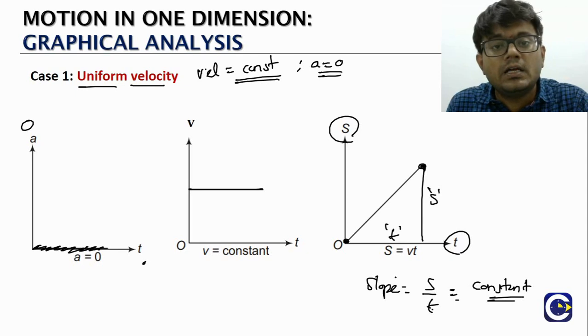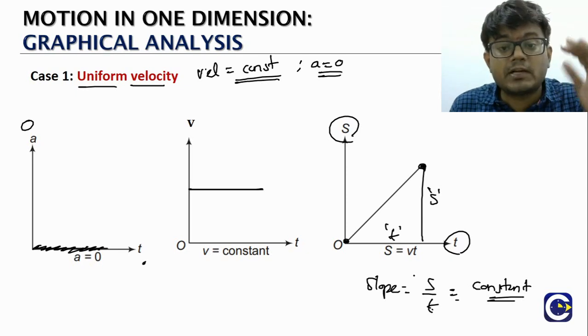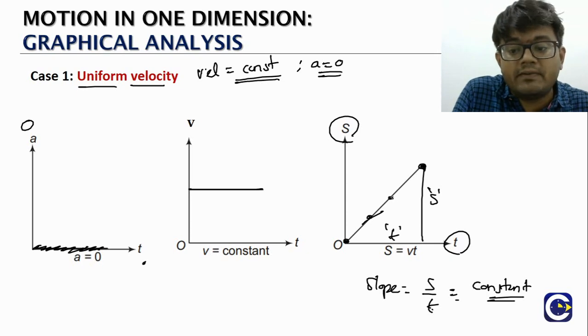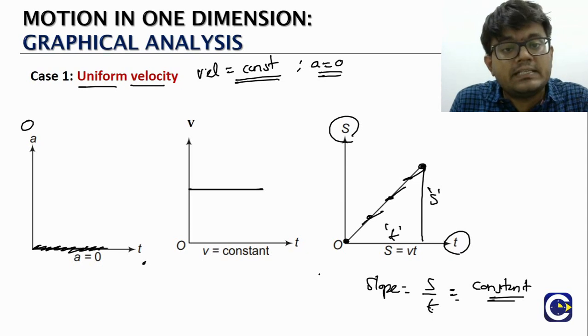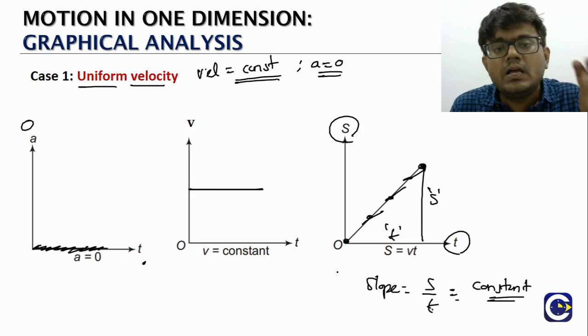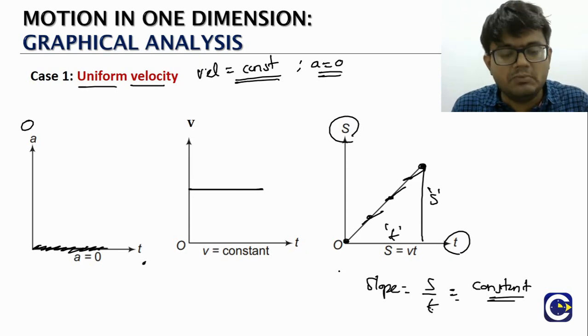So the displacement-time graph will be a straight line. Straight line means that wherever you draw the tangent, for a straight line the tangent is the same straight line, so the slope of the tangent is equal to the slope of that straight line, which will always remain constant. Okay, so that is the displacement-time graph for a uniform velocity motion.